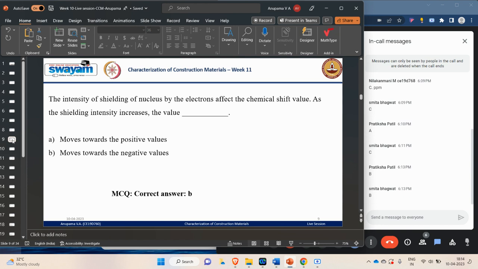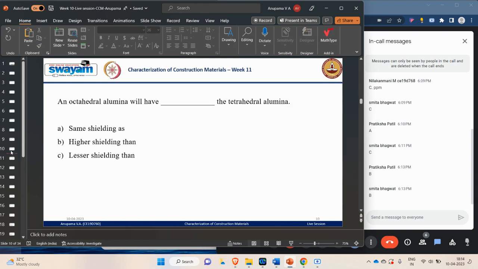So in order to remember this concept, you can just think that electrons have a negative sign or negative potential. So the more electrons shield our sample, the more negative the chemical shift value will be. Maybe you can correlate and remember this concept in such a way. As the shielding with the electrons increases, the chemical shift value moves towards the negative, becomes more negative.